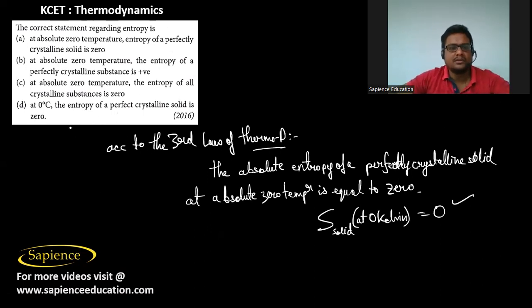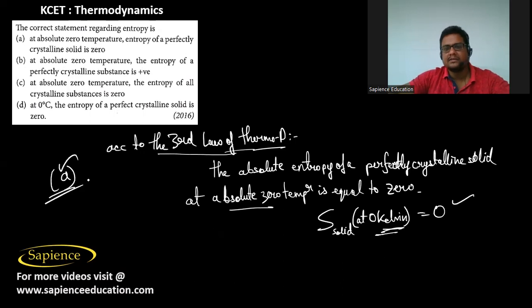So it is not 0 degree Celsius, it is 0 Kelvin we should use. Absolute zero of temperature means 0 Kelvin. So at absolute zero temperature, the entropy of a perfectly crystalline solid is zero, which is called the third law of thermodynamics. So option A is the correct answer.